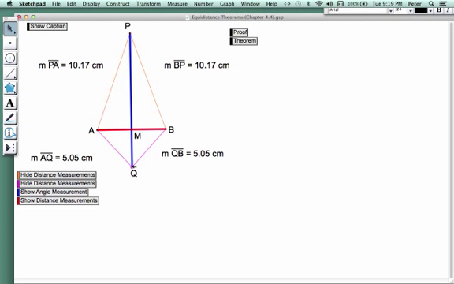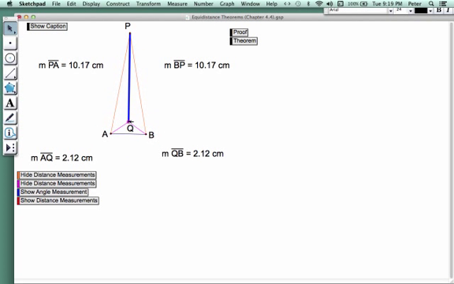Now, these two equidistant points, P and Q, they can be on opposite sides of the segment. They can be on the same side of the segment. They can even be one point beyond the segment. And the theorem that we're going to learn will still hold true.